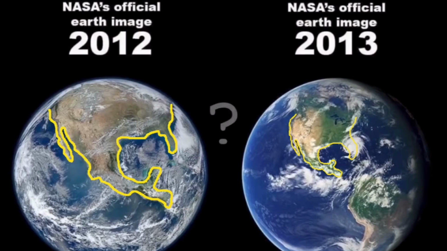In this picture you have NASA's official Earth image in 2012 compared to 2013. And it just doesn't make sense for the ball to be the same size, but the continent on the ball to have changed size so tremendously. It's essentially proof of a forgery.